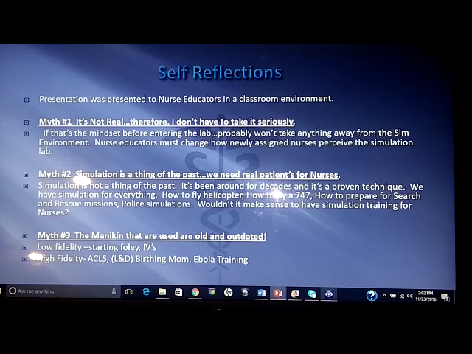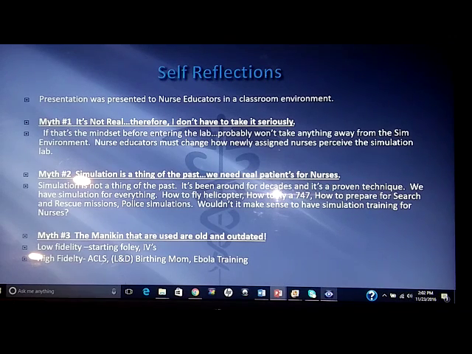And this is really crucial because next week we'll be going to the simulation lab and you're going to see more importantly what I'm talking about. Myth number two is simulation is a thing of the past. We need real patients for nurses. Well, it's not a thing of the past, simulation has been around for decades, and it's a proven technique.